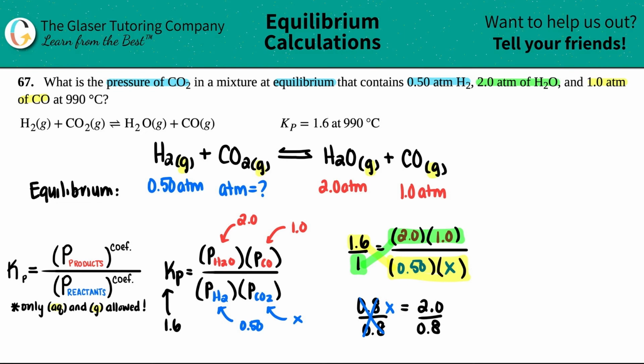So x, and remember, x equaled the pressure of the CO2. We said that right here. X was the pressure of CO2. That's what we wanted, right? The atm of CO2. So let's see. 2 divided by 0.8 is 2.5. And it looks like 2 sig figs all across the board. So there we go. 2.5, and that's atm. And we are done. Look at that. The pressure of CO2, 2.5 atm. That's the equilibrium pressure of CO2, and we're good to go.